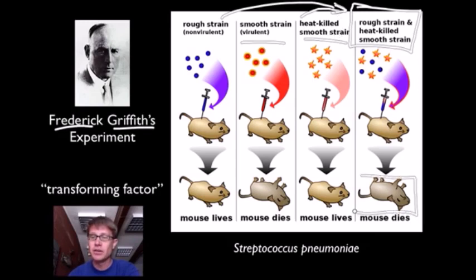And so what did he learn from that? Well, he learned a lot. And the big thing he learned is that there was a transforming factor. Something was being transferred from these dead smooth strain to these live rough strains. It was transforming them into a virulent type of a bacteria. He didn't know what it was, but it took the next 30 years to figure out that it was DNA, and we figured out the structure of that.